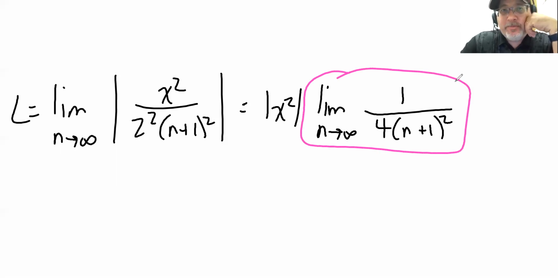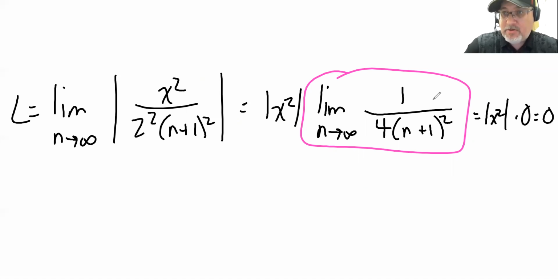Well, what's that limit equal? What happens to a fraction when the top is static, in this case 1, and the denominator is approaching infinity? Well, that limit approaches 0. So this approaches the absolute value of x squared times 0, but that's just 0. So our limit is actually independent of the x. This limit will always be 0.